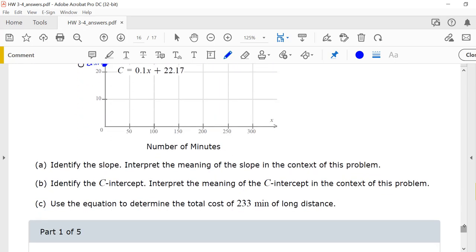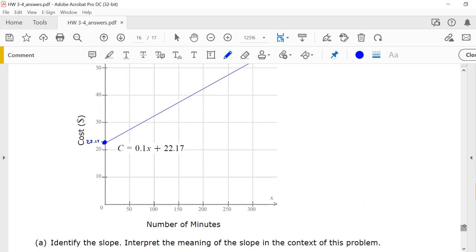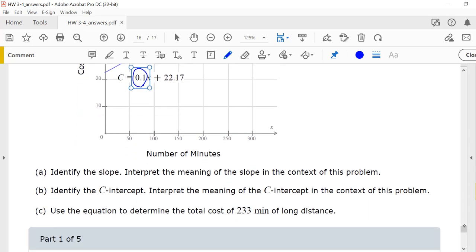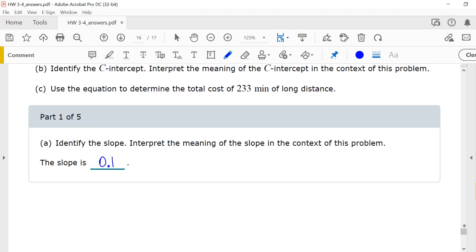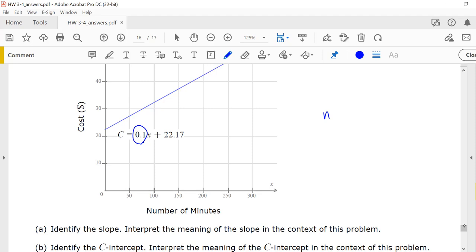What do the questions say? Identify the slope. Interpret the meaning of the slope in the context of this problem. So the slope is right here. Slope is 0.1. Slope, remember, is the change in the y value over the change in the x value. So what are the units going to be? Dollars per number of minutes.